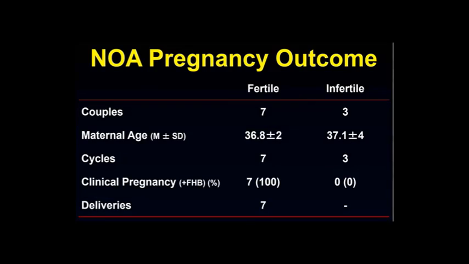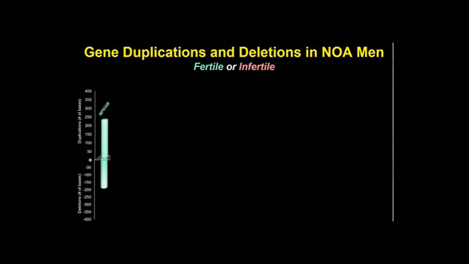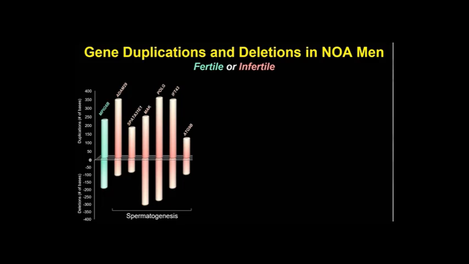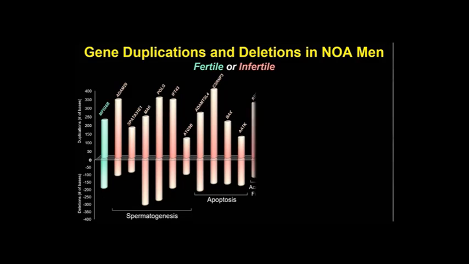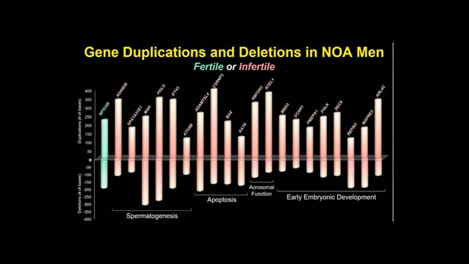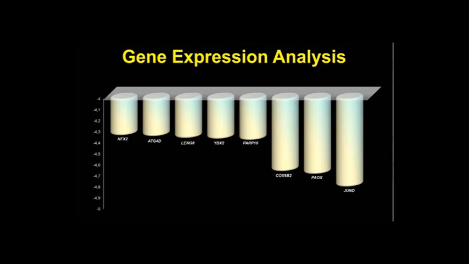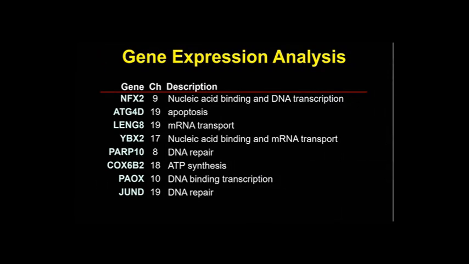The non-obstructive patients were then grouped according to their ICSI pregnancy outcomes. While the fertile cohort displayed a single mutated gene that was related to stem cell lineage differentiation, those unable to reproduce had 6 gene mutations involved in spermatogenesis, 4 related to apoptosis, 2 for acrosomal function, and 8 for early embryonic development. We also performed a pilot gene expression analysis on NOA patients unable to reproduce. This differential gene expression analysis by RNA sequencing revealed 8 significantly underexpressed genes in the NOA infertile cohort. Their functions included, but were not limited to, DNA repair, export of mRNA, and apoptosis.